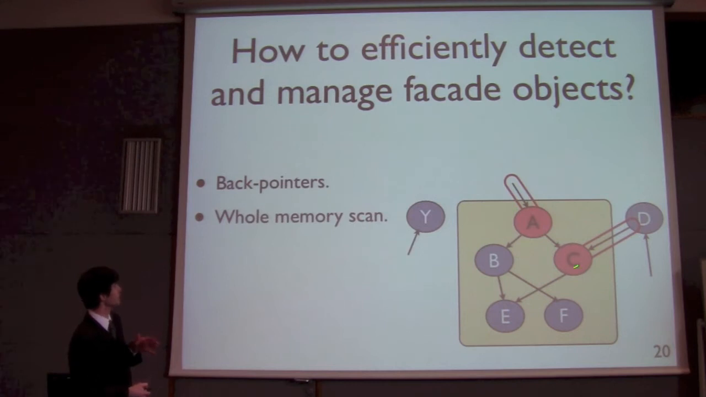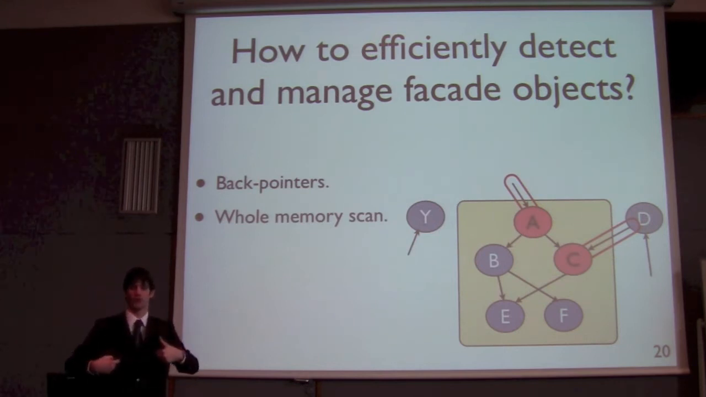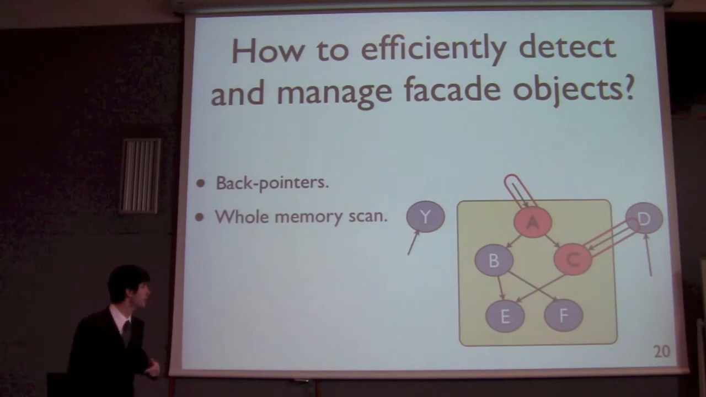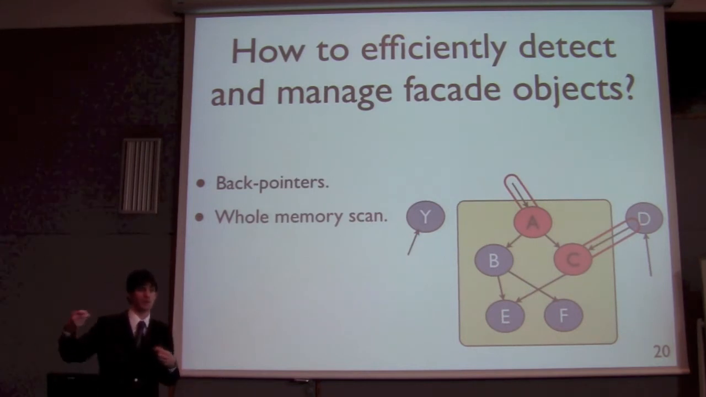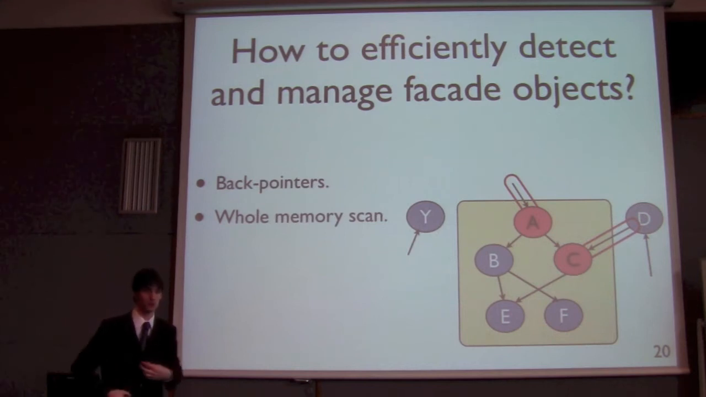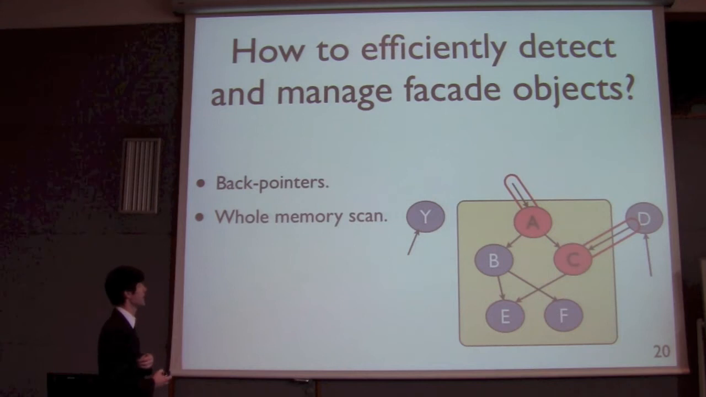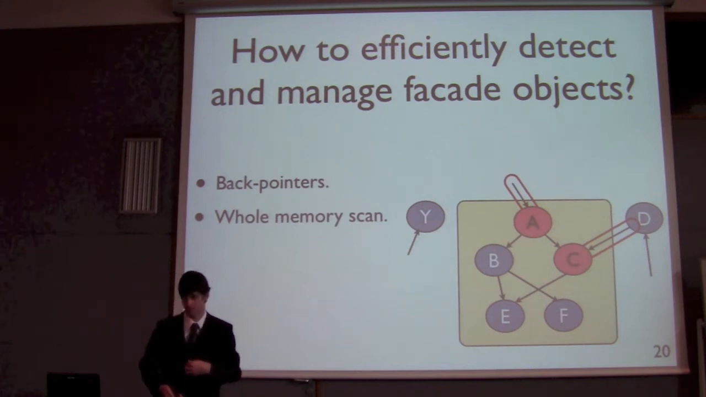This is really difficult because in object-oriented systems, objects do not have back pointers. So an object cannot know who is pointing to that object. So I cannot know if it is being referenced from outside the graph or not. And I cannot do a whole memory scan for every object of the graph because it's terribly slow. So the question is, how can we efficiently detect these facade objects in order to proxify them?